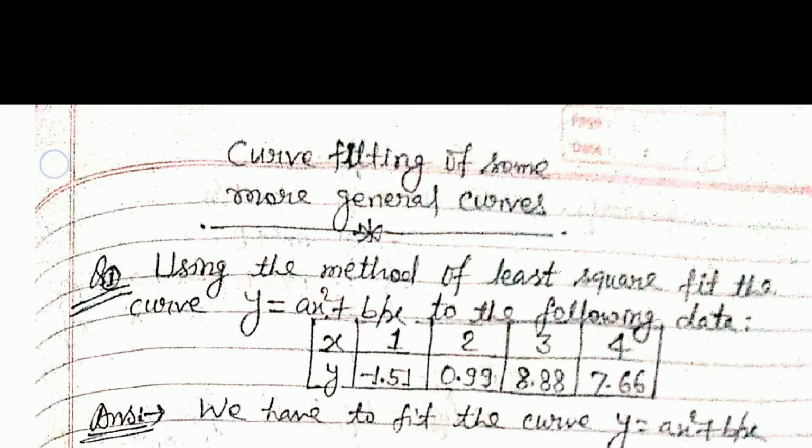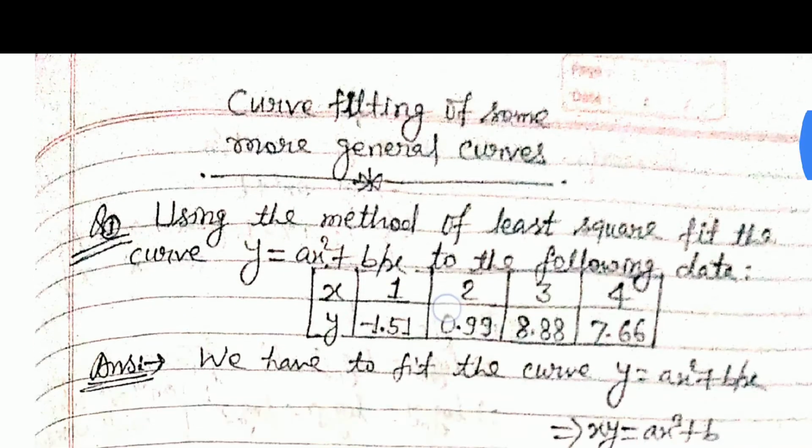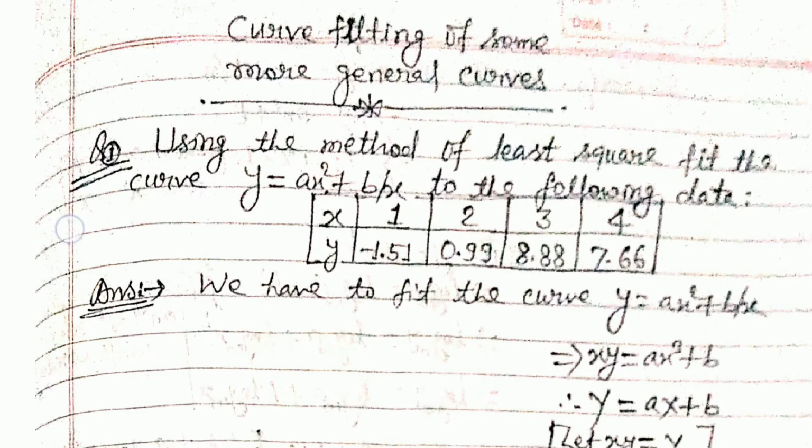So I'm taking an example, and then we discuss how you can find this type of equation. See this question: using the method of least squares, fit the curve y is equal to ax square plus b by x to the following data. Here the values of x and y are given, and we are required to find the equation of that format, y is equal to ax square plus b by x.